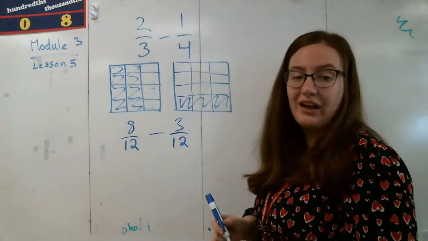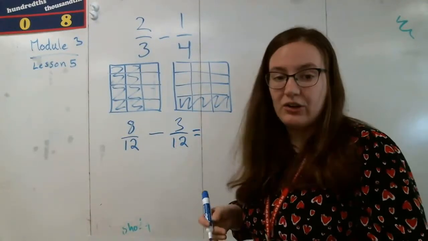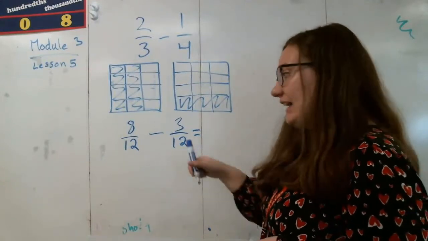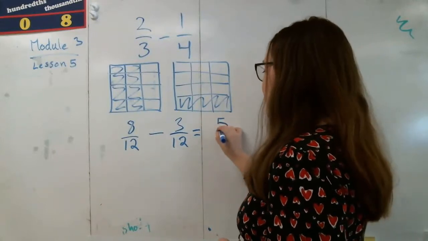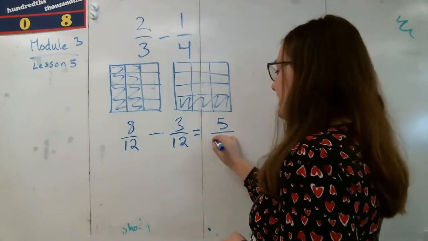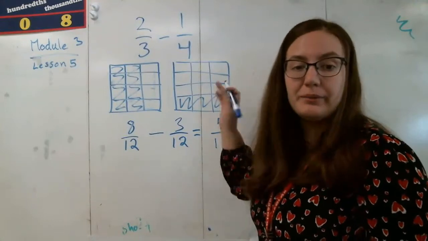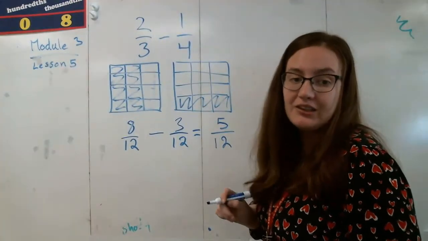So 3/12. Then, just like always, I could probably just do this math in my head. I have 8 minus 3. 8 minus 3 is 5. And remember, my denominator stays the same, so my final answer is 5/12. But I like to show my work in my models as well.